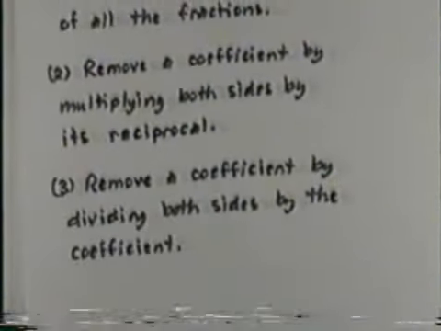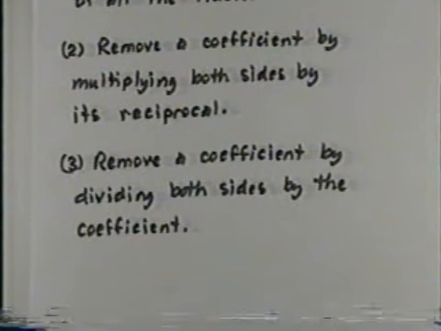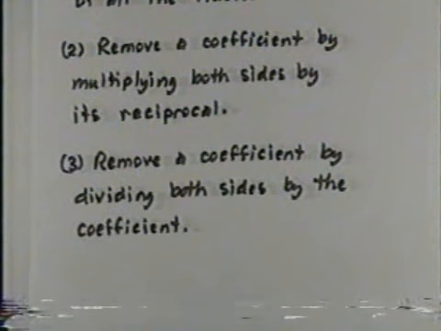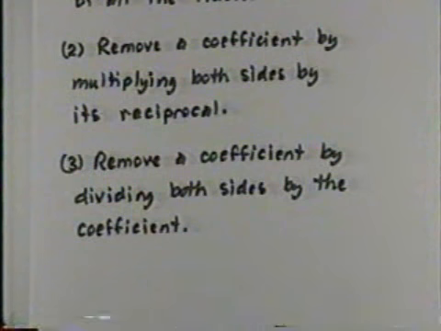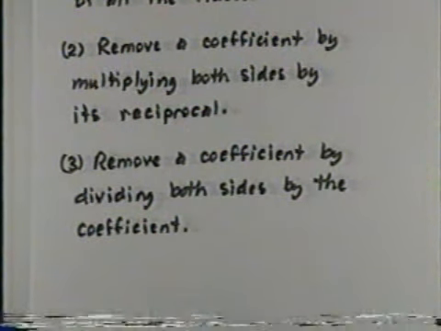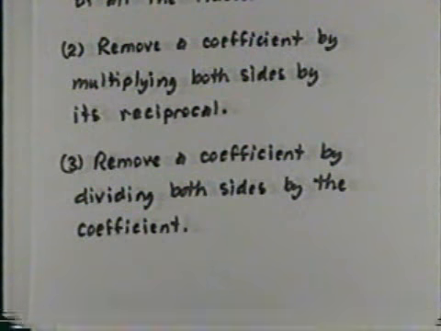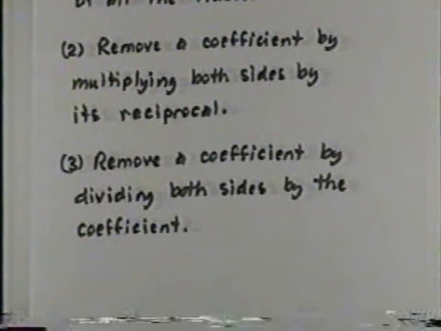Our third use is to remove a coefficient by dividing both sides by the coefficient. Multiplying by a reciprocal is accomplished also by dividing by the same number, not by the reciprocal, but by the original number. So our multiplication property will be used on the remaining part of this lesson in these two ways to remove a coefficient.